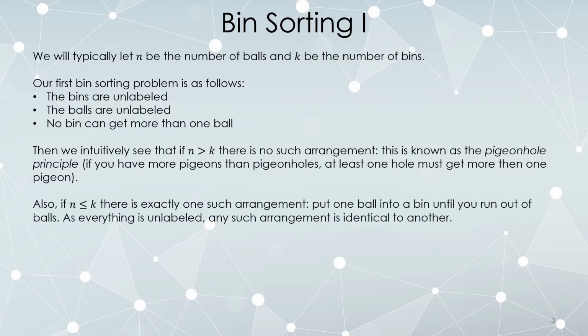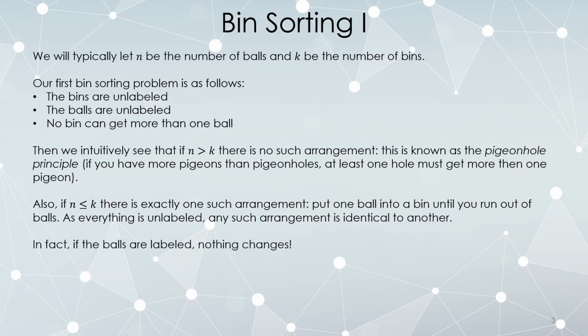Also, if you have no more objects than bins, if n is less than or equal to k, there's exactly one way to do it. Just put a single ball into a bin until you've used up all of your balls. Since the balls can't be told apart and the bins can't be told apart, it doesn't really matter which ball goes into which bin. Any such way of distributing them will be equivalent.